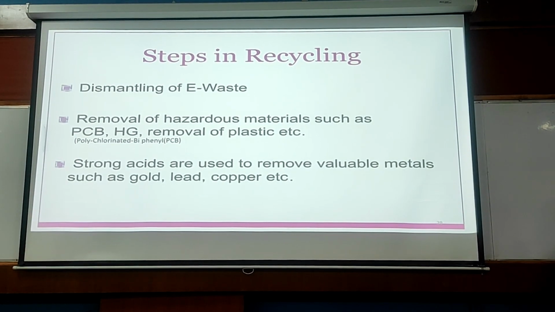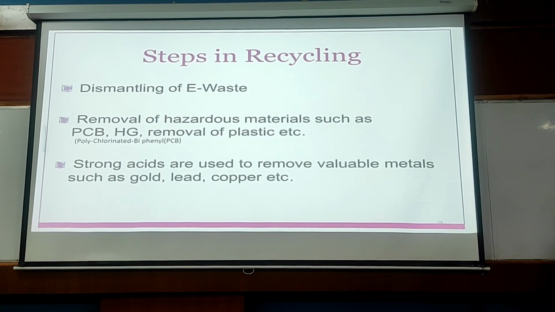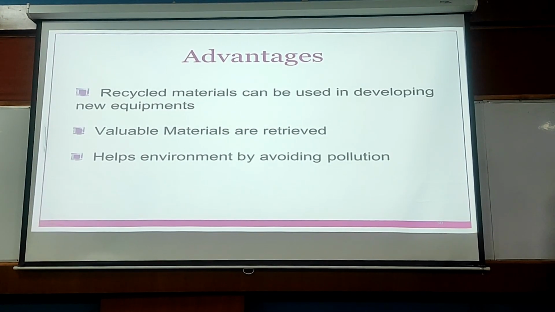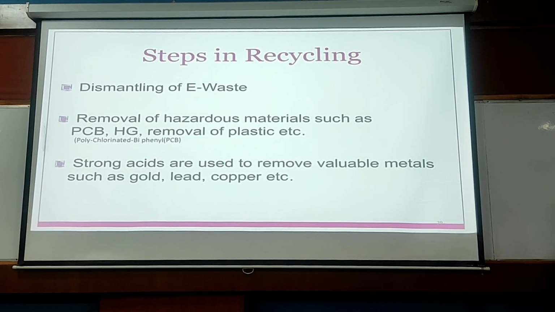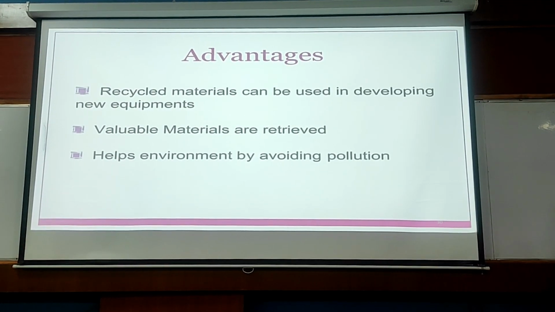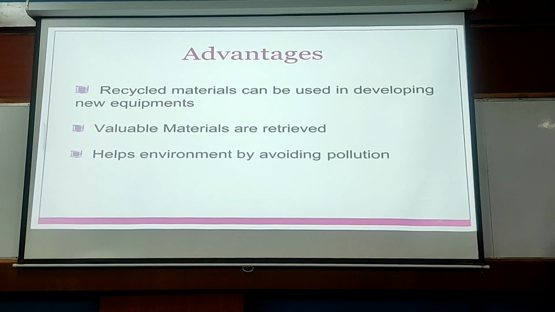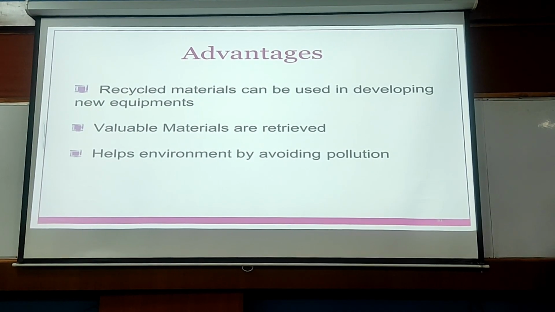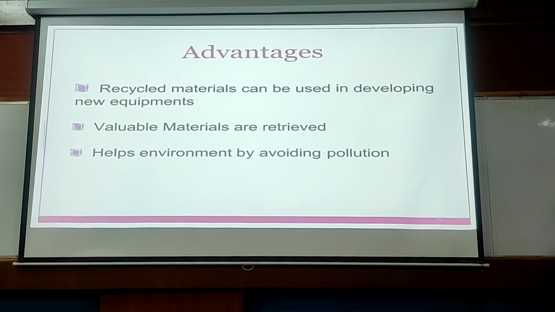Dismantling is there. Removal of hazardous material is there. PCB, Hg, plastic, etc. can be removed. Similarly, the important metals like gold, lead, copper can also be removed from this waste. What are the advantages? The advantage is that recycled materials can be used in developing new equipment. Valuable materials are retrieved, and this helps the environment by avoiding pollution.